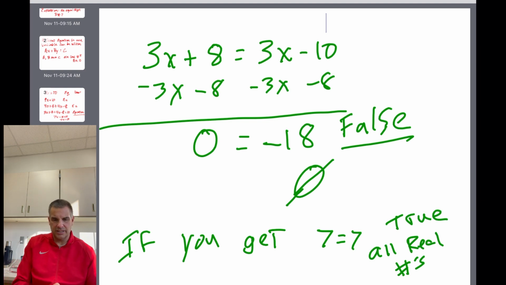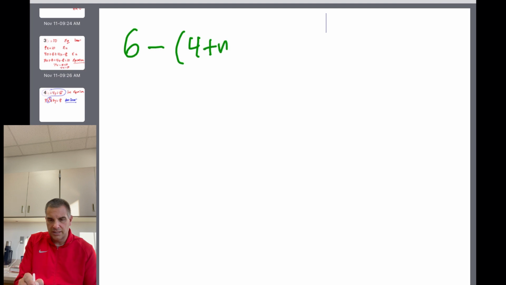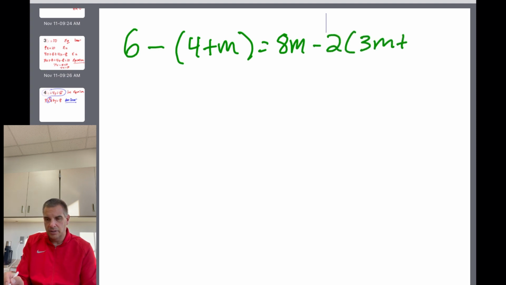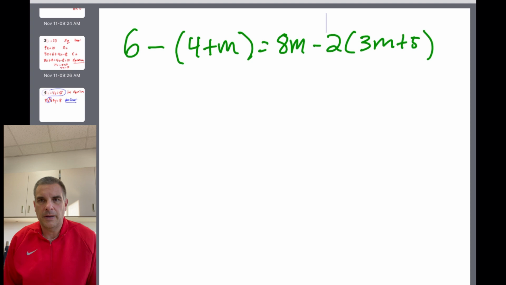Let's just look at a couple more examples of things that maybe are just a little bit more complex as far as solving things go, using a couple different properties. Let's go with 6 minus, and then a parentheses, 4 plus m equals 8m minus 2 times 3m plus 5. Okay, go ahead and do this problem on your own, and then the answer will be on the other side.